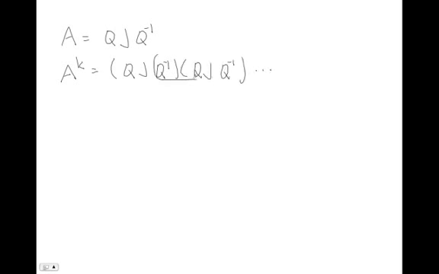And at each instance, the Q and the Q inverse are going to be next to each other, and those are just the identity matrix. And then this Q inverse and this Q will be an identity, and they're all going to collapse away. And when you're done, what's left is a single Q times J to the kth power times Q inverse.